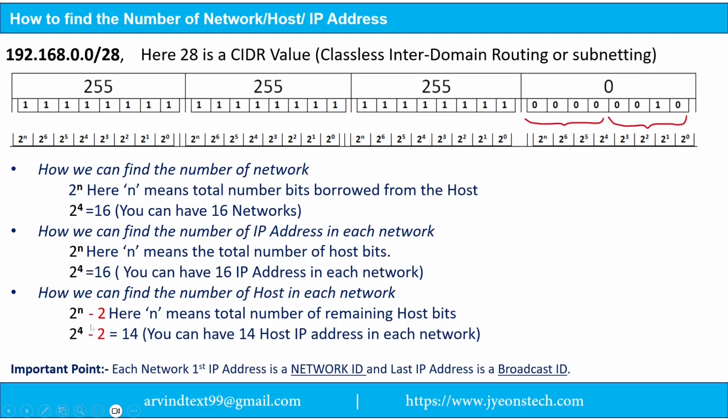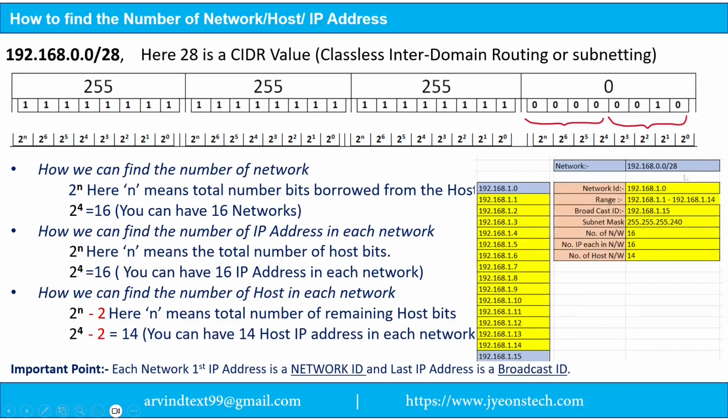So why minus 2? This is important. In each network, the first IP address is used for the network ID, and the last IP address of that network is used for the broadcast ID. So let's discuss what we did till now. We have this network, and we found that each network in this larger network has 16 IP addresses, from 192.168.0.0 to 15. These 16 IP addresses come in each network.